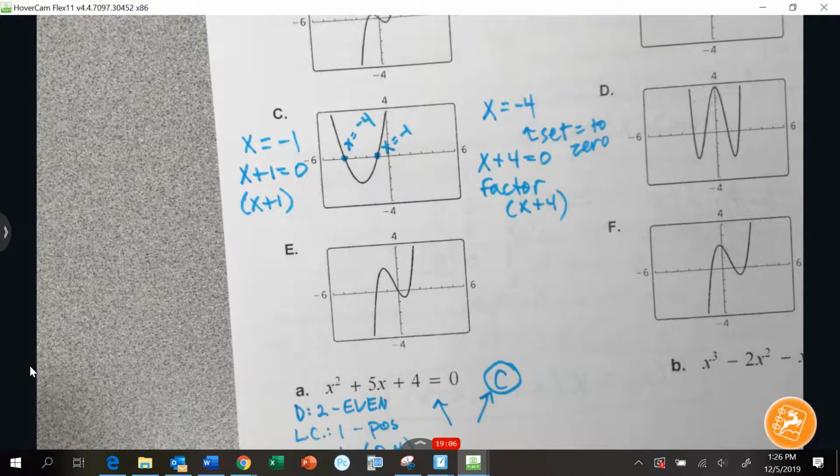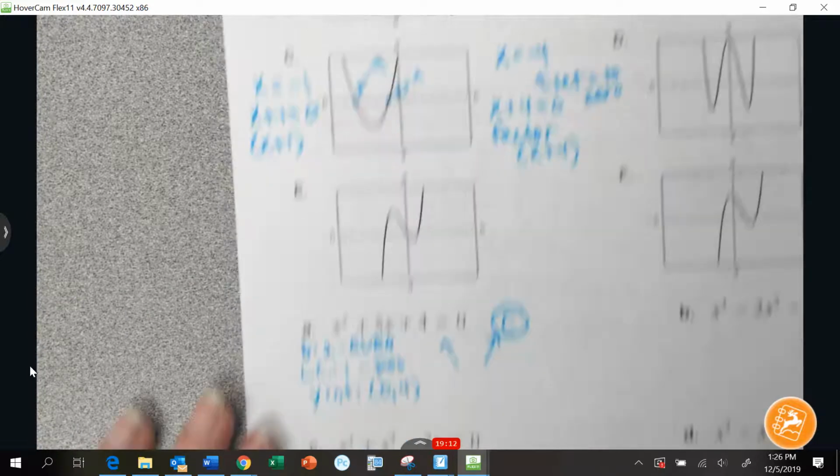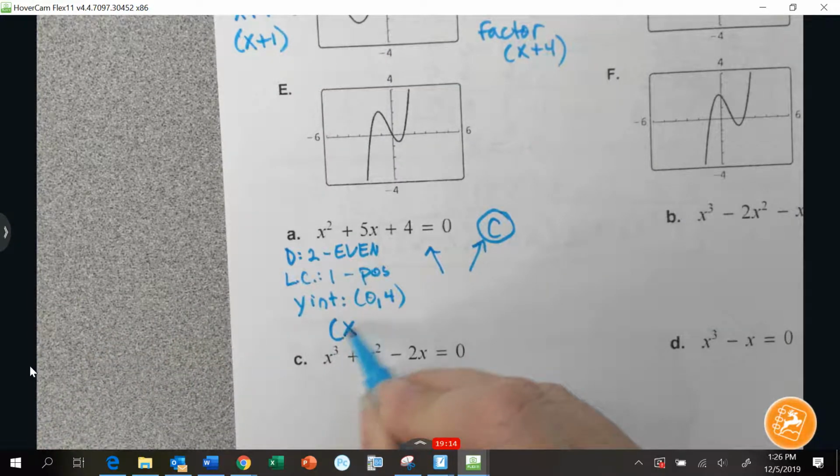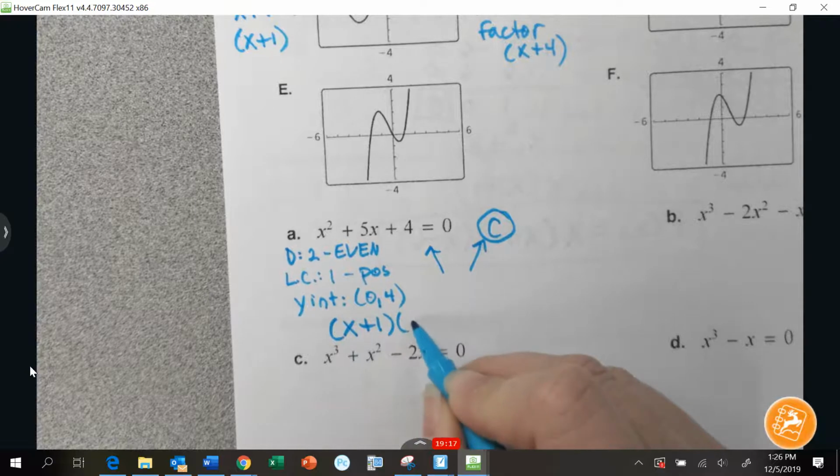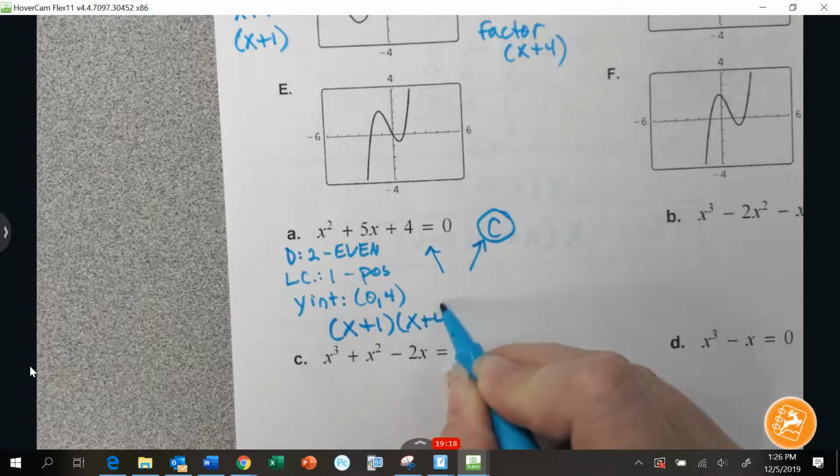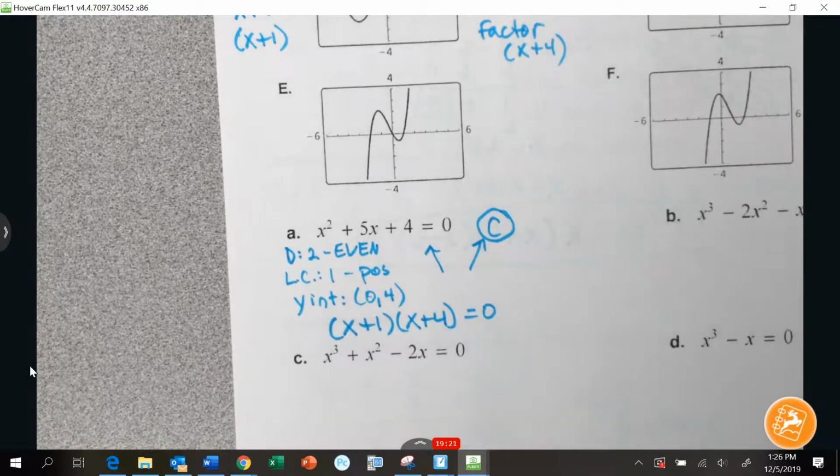So now I'm going to write question A as a factored polynomial, and I didn't even factor it. I just went off the graph. So this is going to be x plus 1 times x plus 4 equals 0. Let's try that again.